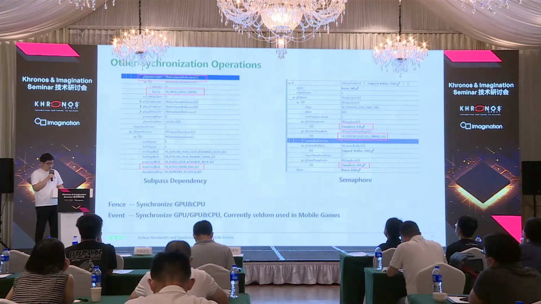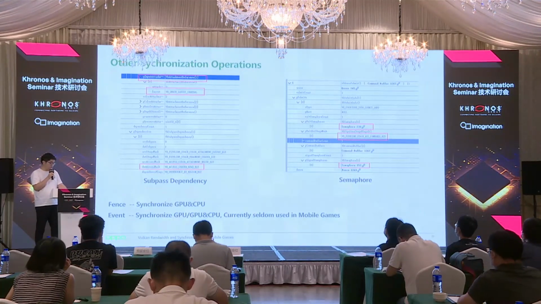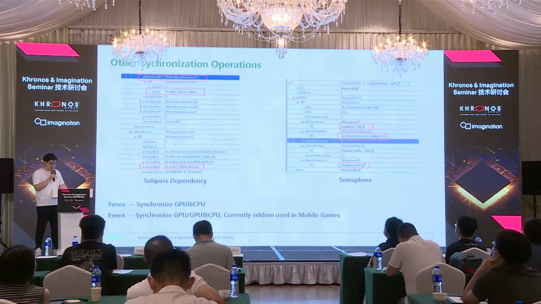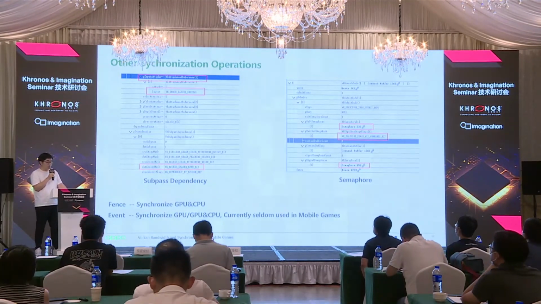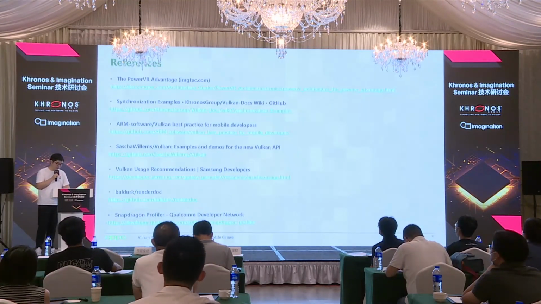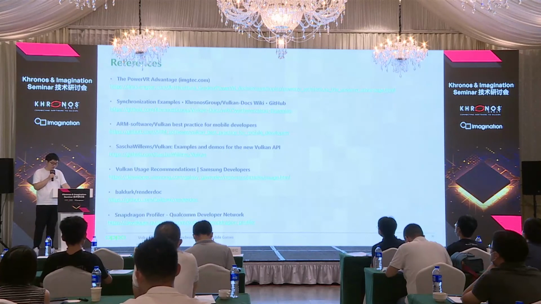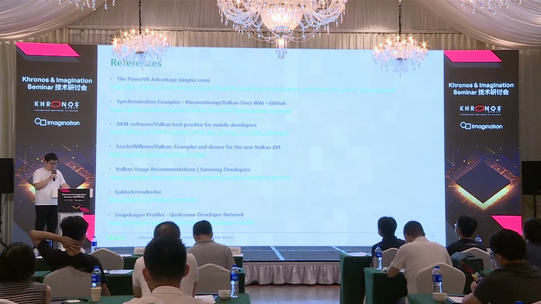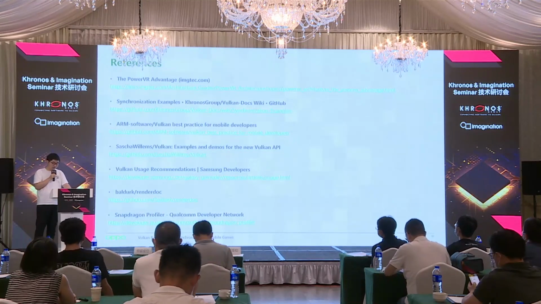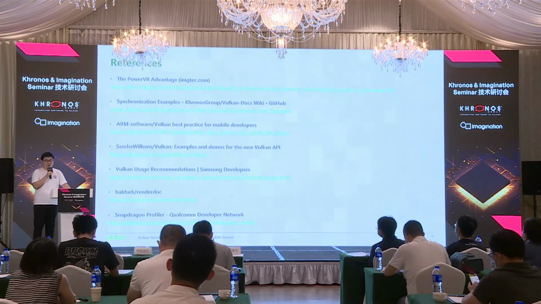There are many other synchronization operations in Vulkan, such as subpass dependency, which is similar to barrier, and fence and event. Event is currently less used in mobile games. Only a few games use it, for changes to the engine, such as the latest version of Unreal in the mobile shading renderer's occlusion query part. It used that. So that's all I have to share today.